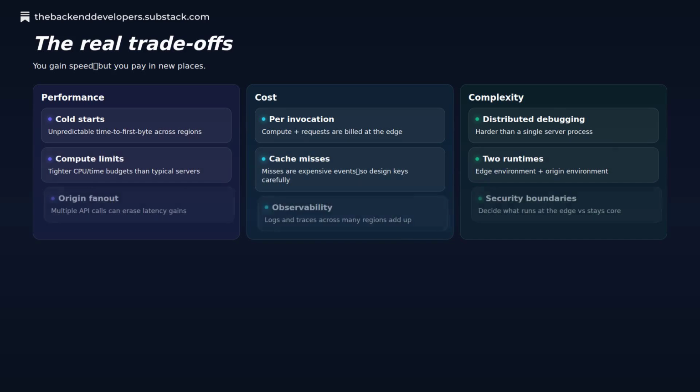The real trade-offs: performance, cost, complexity. Edge rendering isn't free performance. Performance risks include cold starts, compute limits, and losing gains if you add multiple origin calls. Cost shifts to per-invocation compute and expensive cache misses, plus multi-region observability. Complexity jumps: distributed debugging, two runtimes, and strict boundaries for security and secrets.